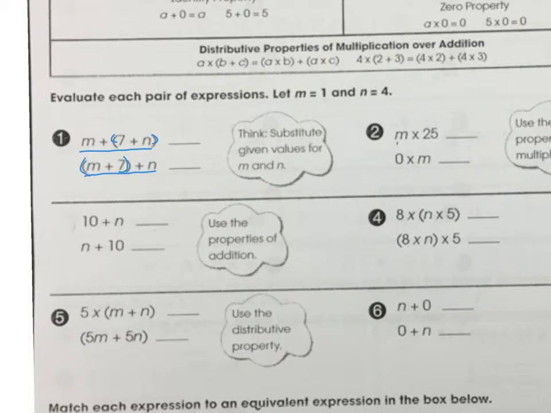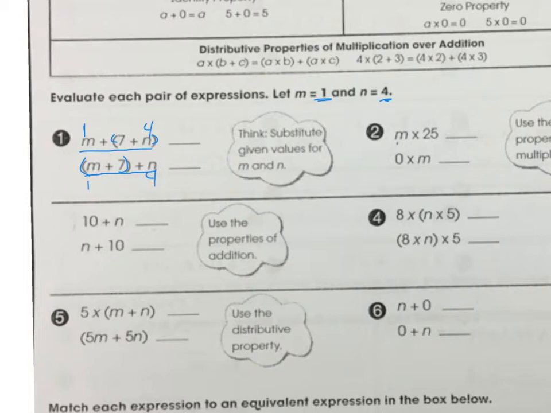But based on what I know about the associative property of addition, it shouldn't matter. We should get the same answer. So let's put it in and see what we get here. So m is 1. I'm going to put a 1 here. And n is 4. I'll put a 4 right above there. I got to put the 4 here. Got to put the 1 here.